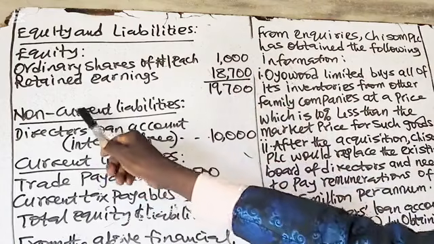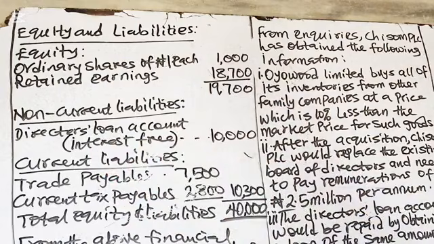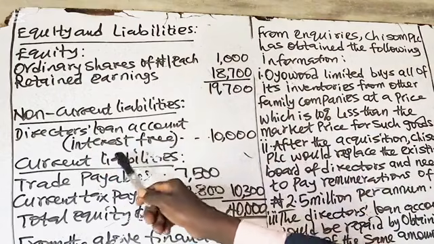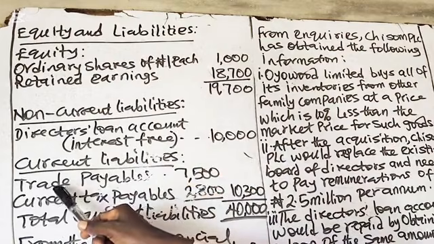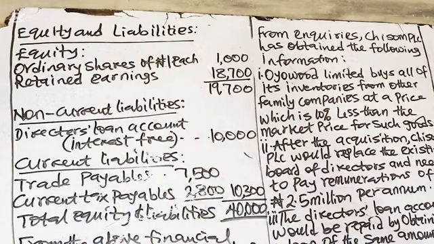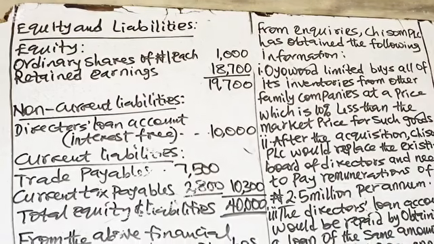Then we have non-current liabilities, which include directors' loan account, interest free, amounting to 10,000 naira. Then we have current liabilities, which comprise trade payables of 7,500 and current tax payables of 2,800. The total of the current liabilities is 10,300. Then we have total equity and liabilities of 40,000 naira.